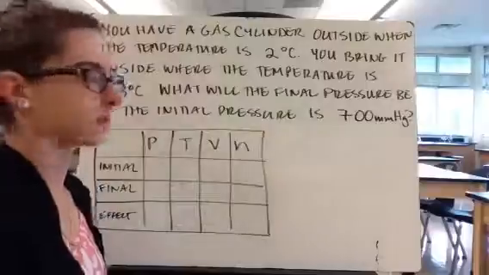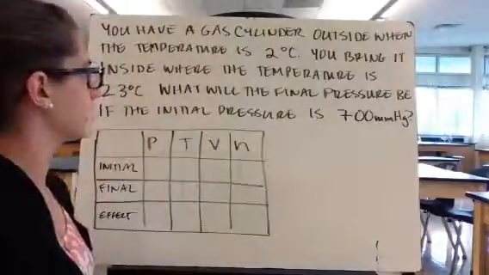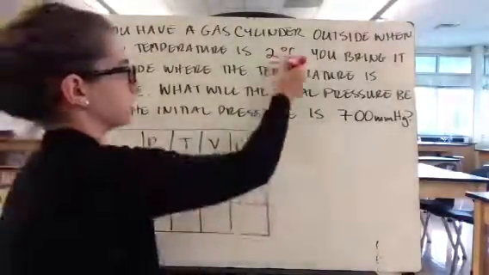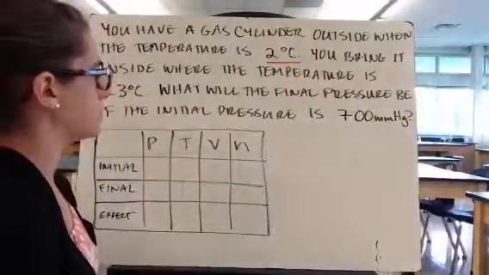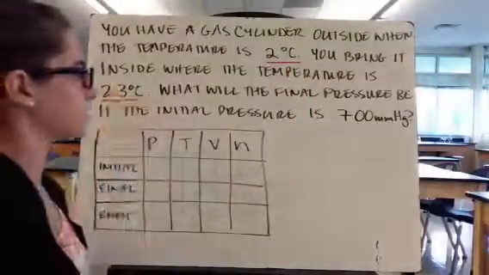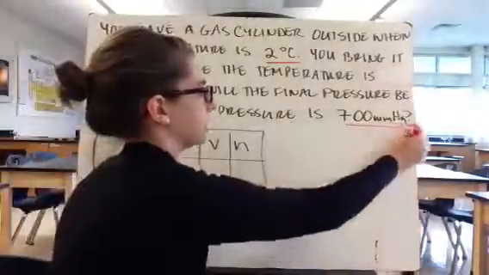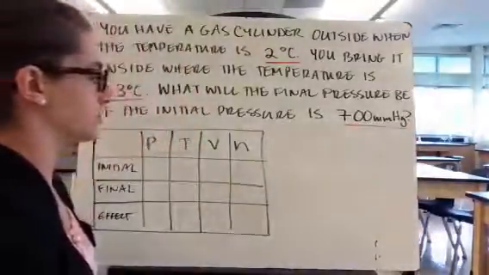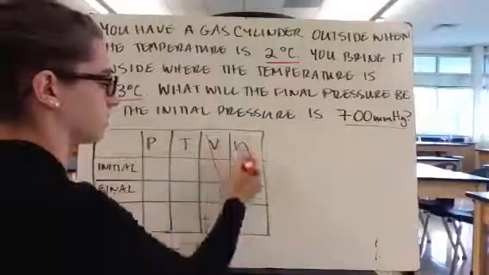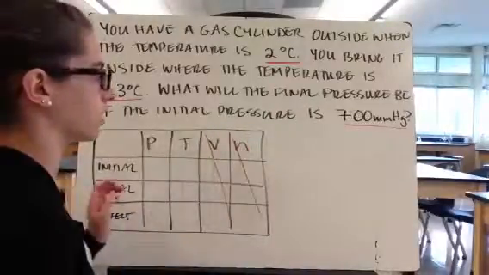Okay, let's look at one that's a little bit more tricky. You have a gas cylinder outside when the temperature is 2 degrees Celsius. You bring it inside where the temperature is 23 degrees Celsius. What will the pressure be if the initial pressure is 700 millimeters of mercury? So again, volume and number of particles are constant, so we're not going to worry about those.